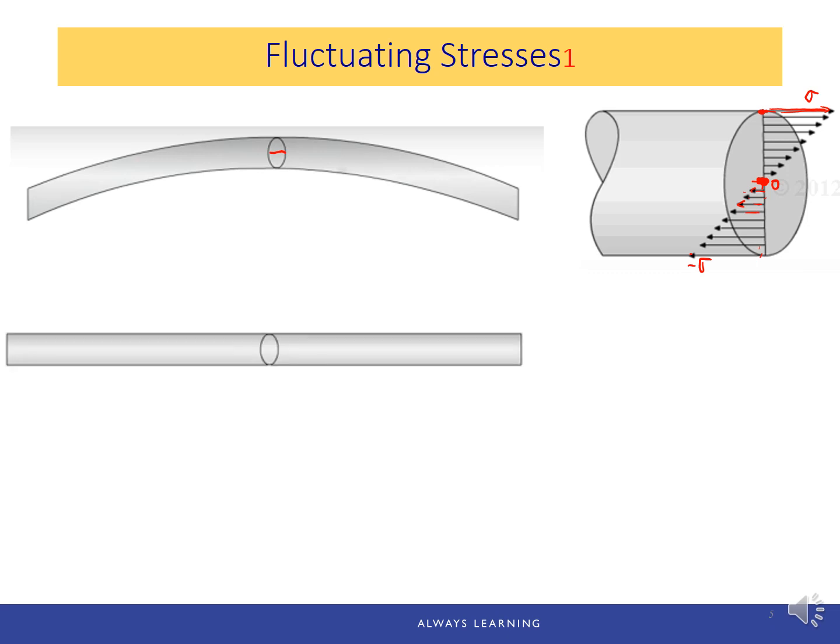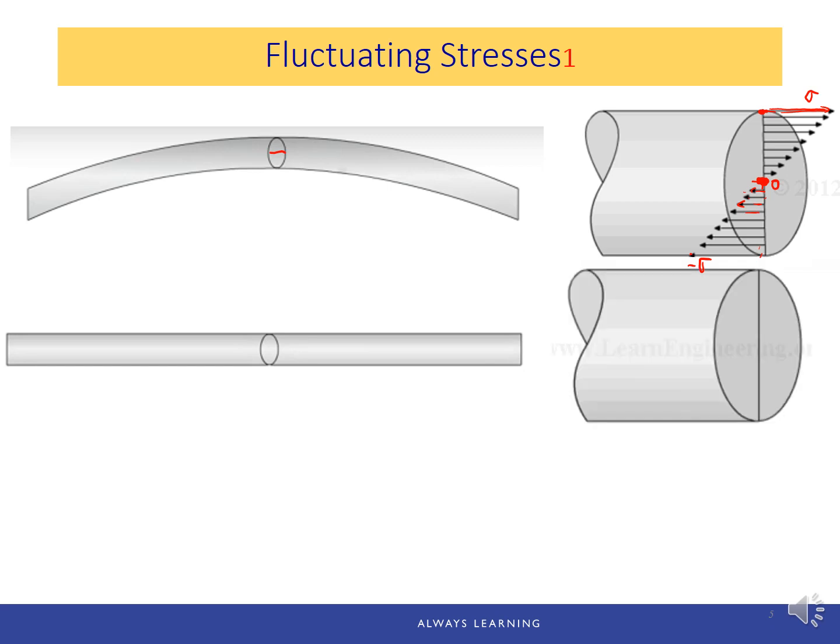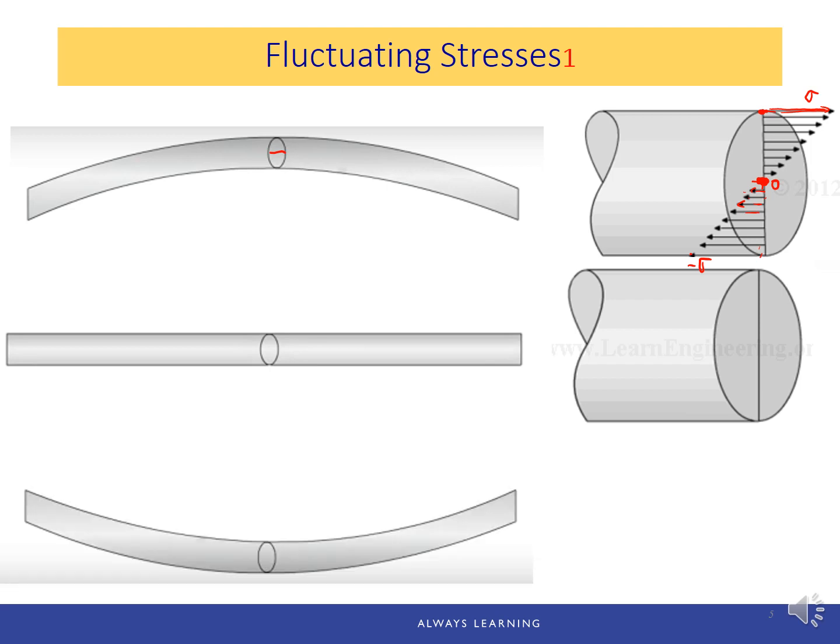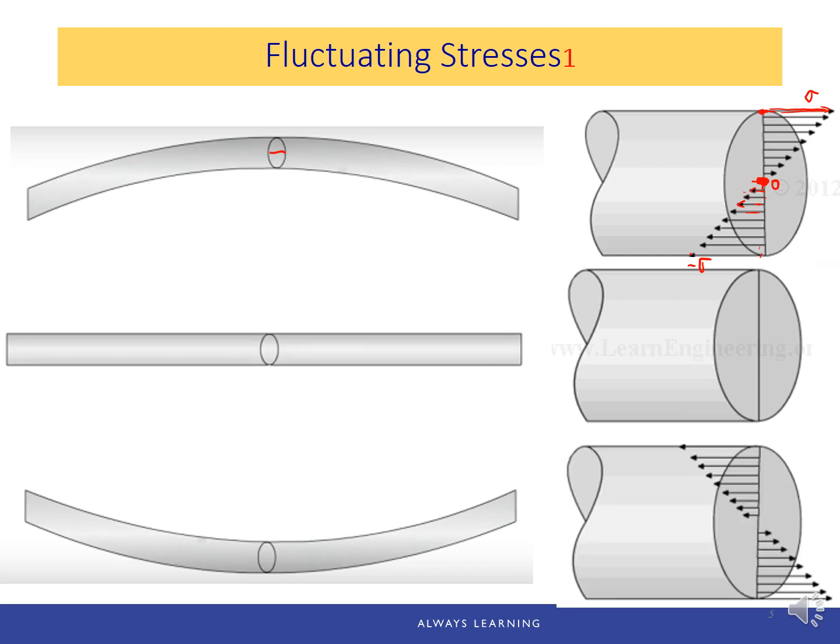Now, when the wire is at equilibrium position, there is no stress induced in the cross section, so everything tends to 0. And when the wire is bending upwards like this, everything will be reversed, which means the top will be in compression, pushing in together, and the bottom will be stretched out, which means it's in tension. So positive sigma on the bottom and negative sigma, compression, on the top.